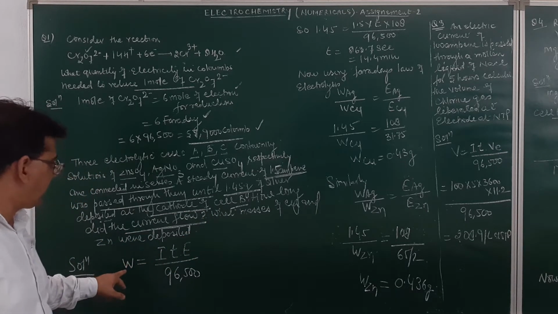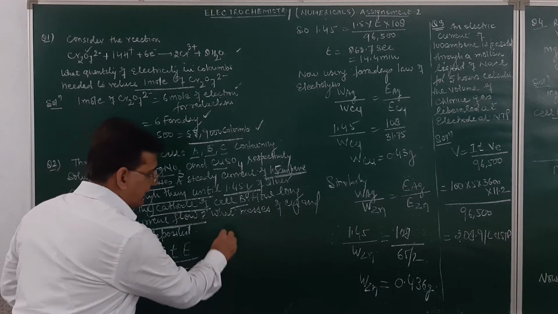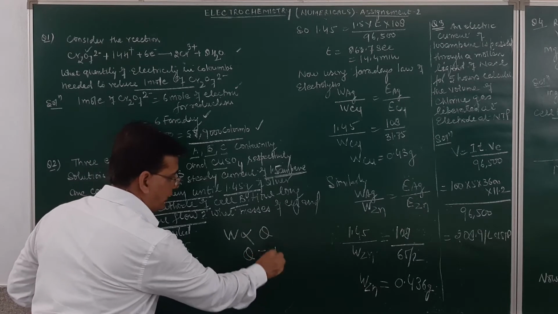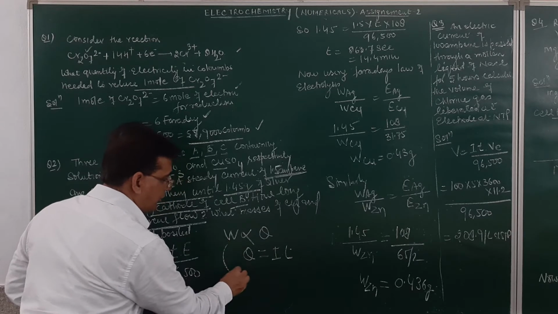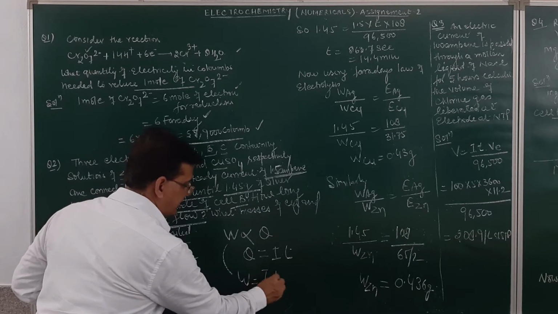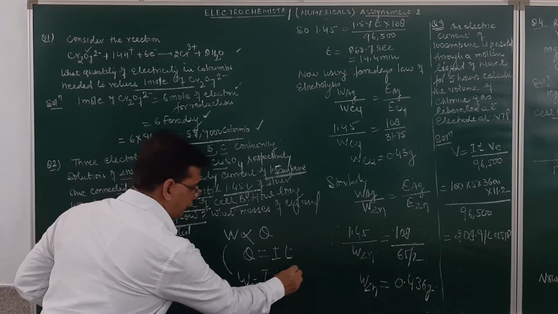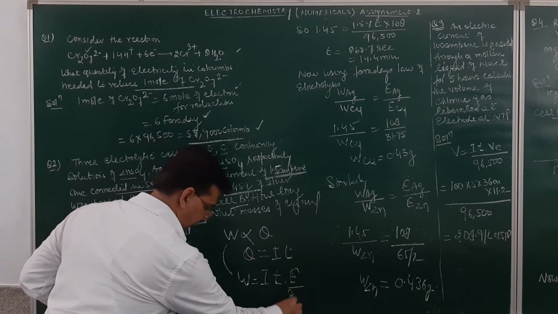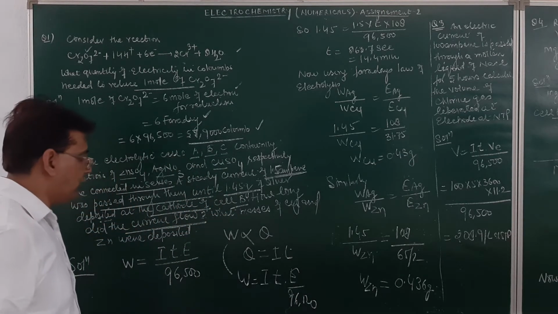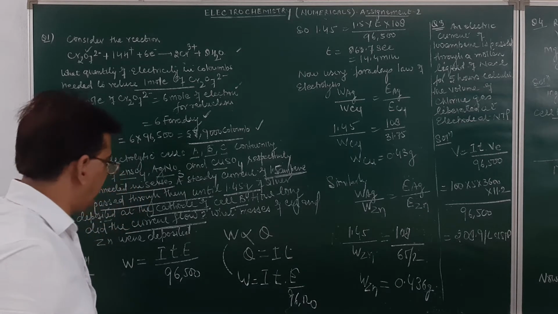What is the formula? The amount of substance deposited is directly proportional to the coulombs of charge passed. We have done this: W is directly proportional to Q. Q is equal to I into T. So W will be proportional to I into T. And we have done this formula, that W is equal to I into T into E upon 96,500. Do you remember the formula or not? So W is equal to I into T into E upon 96,500 coulomb of the charge.